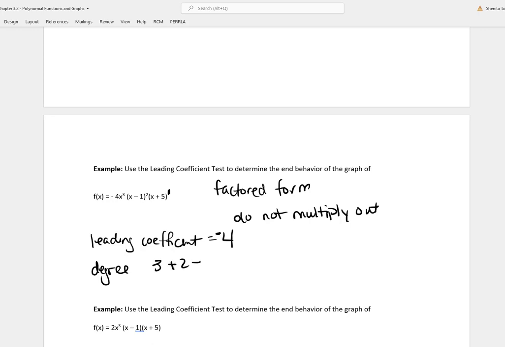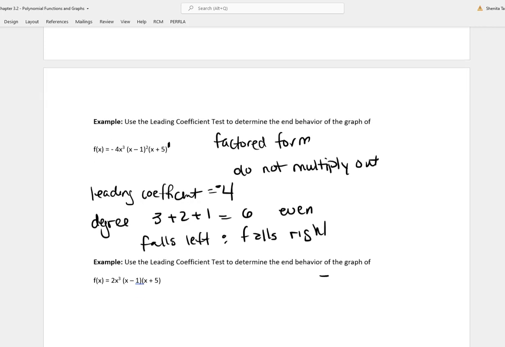So if we add the exponents, we get 3 plus 2 plus 1, which is 6. And that will be even. So your leading coefficient is negative and your degree is 6. Your highest exponent is 6. So this means that it falls left and falls right. So as you can see, there's no graph given. If you were to graph this, this is how it would be. Your end behavior will be pointing to the bottom.